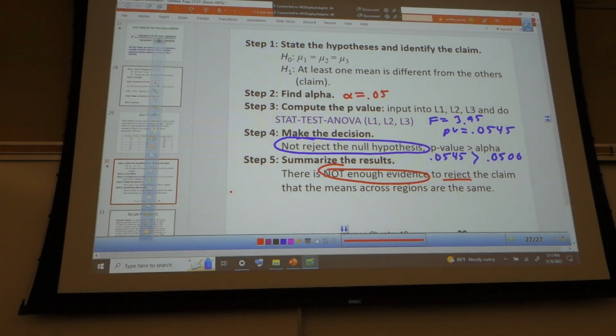Yeah? Wait, for step 3, how'd you want us to write? Did you want to just write ANOVA or one way? Yeah, you got to write this part. You can skip this part here. So did you want us to write the one-way ANOVA or just ANOVA? Just ANOVA is fine. Okay. L1, L2, L3. Okay.